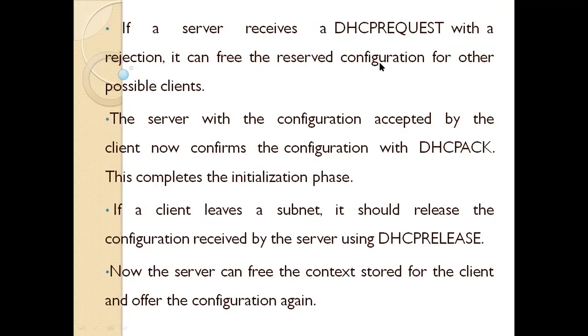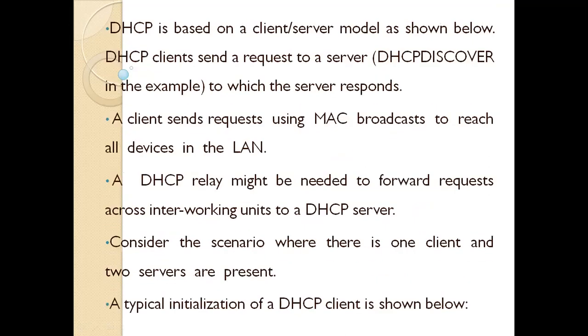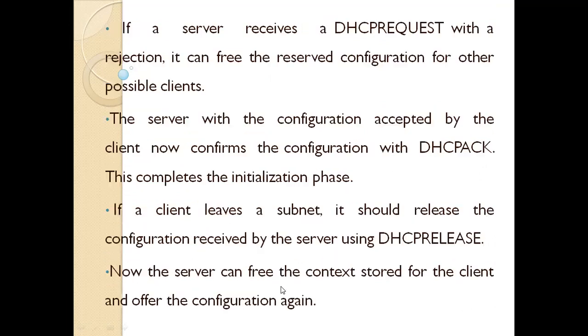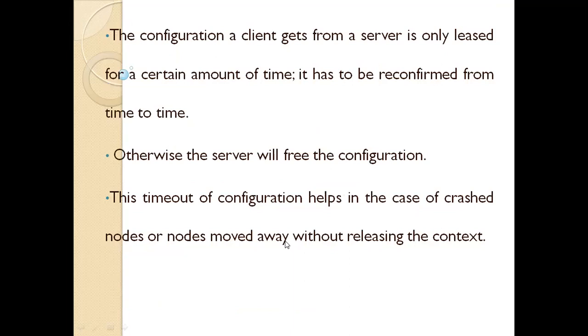So, if a server receives a DHCP request with a rejection, it can free the reserved configuration for other possible clients. The server with the configuration accepted by the client now confirms the configuration with the DHCP acknowledgement. This completes the initialization phase. So, what happened in the initialization phase? First, the client broadcasts DHCP discover. The server sends DHCP offer. Again, the client sends DHCP request. Again, the server sends DHCP acknowledgement. In this way, a path is established between client and server.